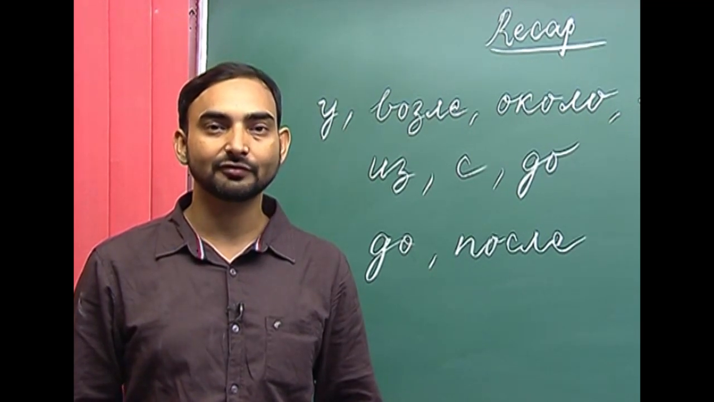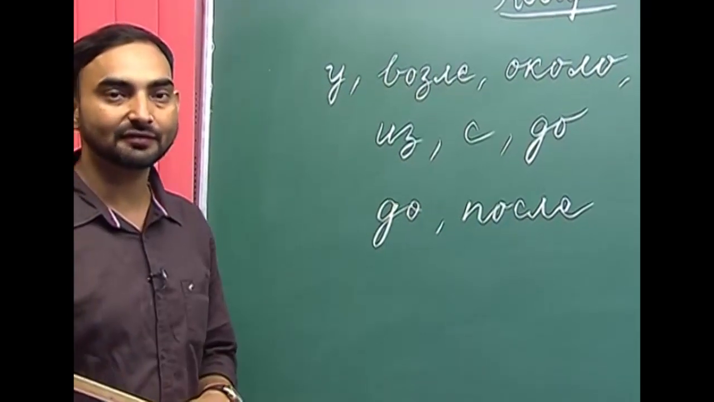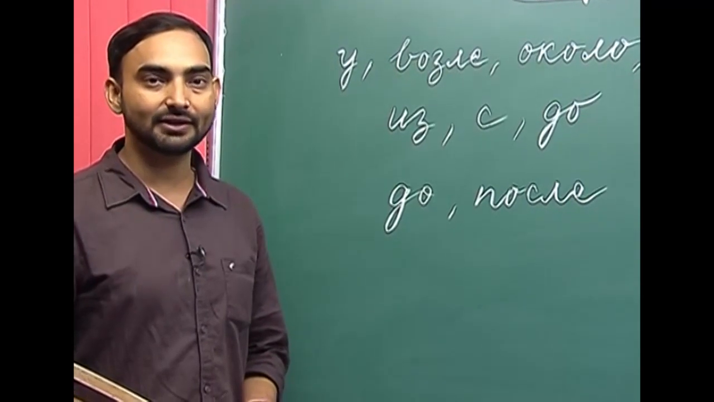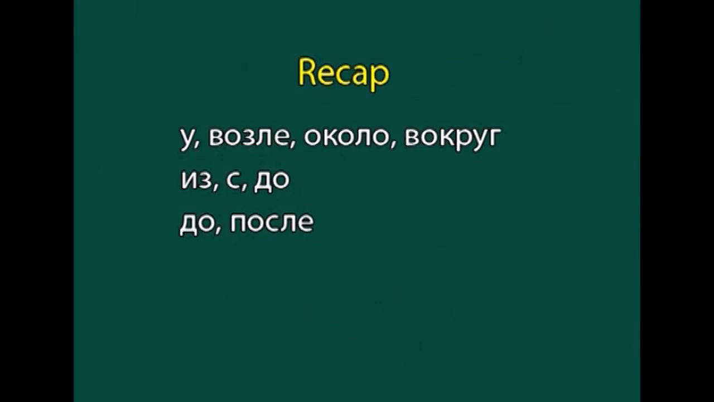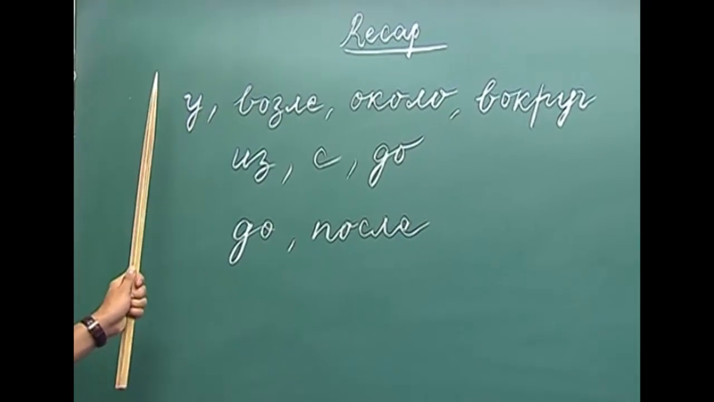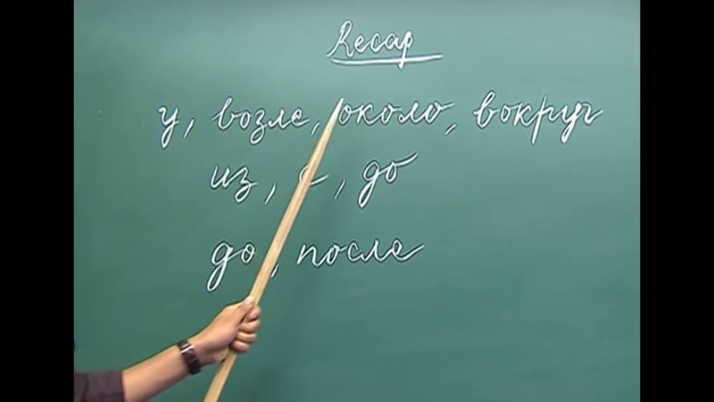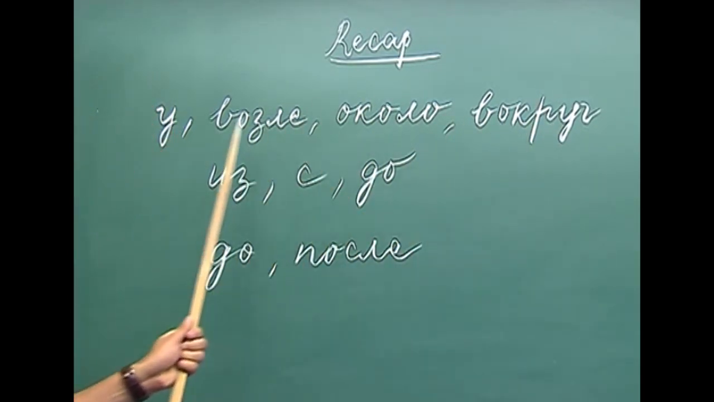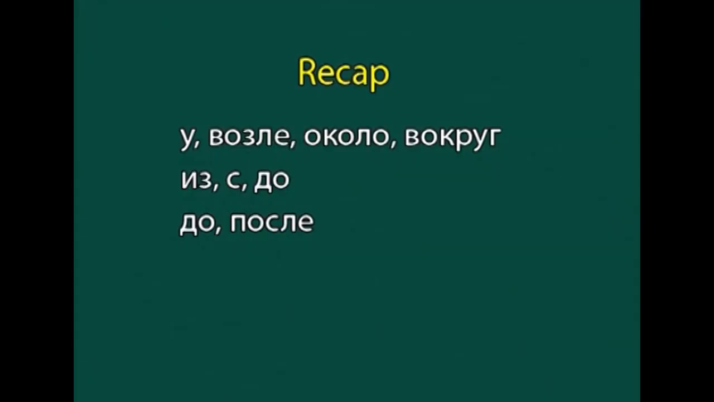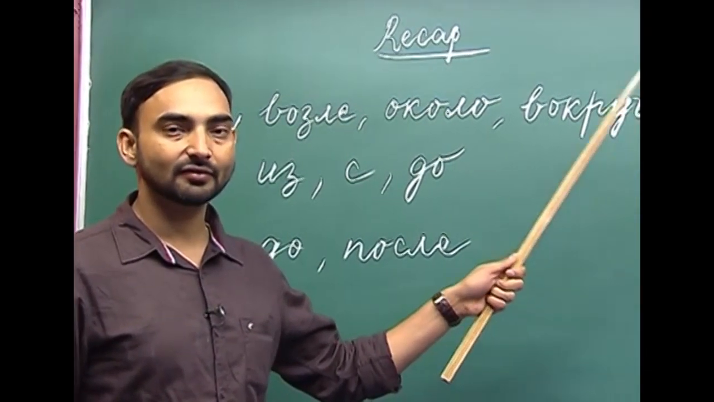Let's have a quick recap of the topics we learnt in the previous lesson. If you remember, we had discussed the prepositions which are used along with nouns in the genitive case to convey several meanings. The first set of prepositions is у, which means by or near, возле, which also means near or nearby, около, which is near, and вокруг, which is around. These prepositions are used to denote the location of a noun, and they are used with the genitive case of nouns.